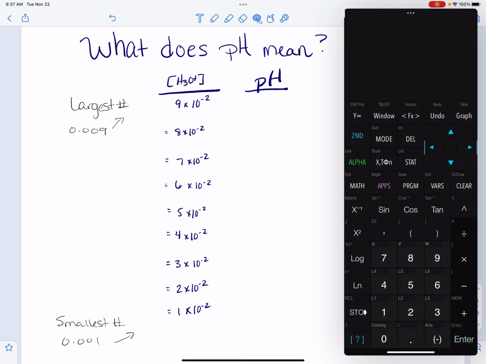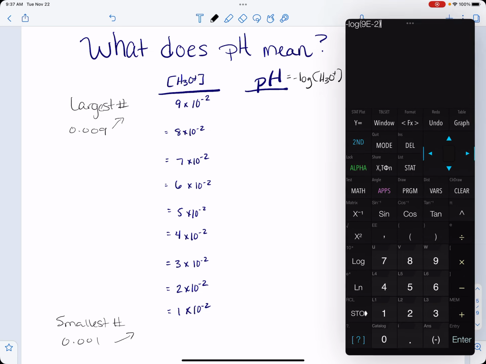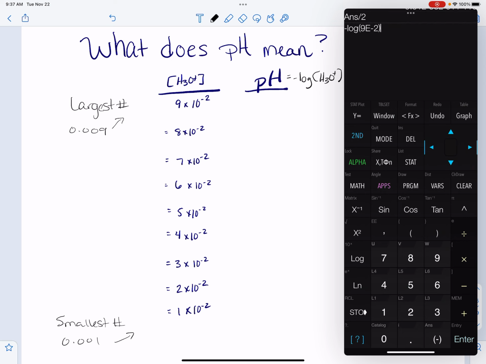All right, so to get to the pH of anything, it's just the negative log, remember, of H3O plus. So let's see what happens when we do this. Negative log of 9, and I'm going to use my E key. That means times 10 to the, and then I'm going to use my negative sign key and then the 2. I'm hoping you can see that. Let me pull it down if I need to. There you go. Enter. And so that tells me that my pH is 1.05.